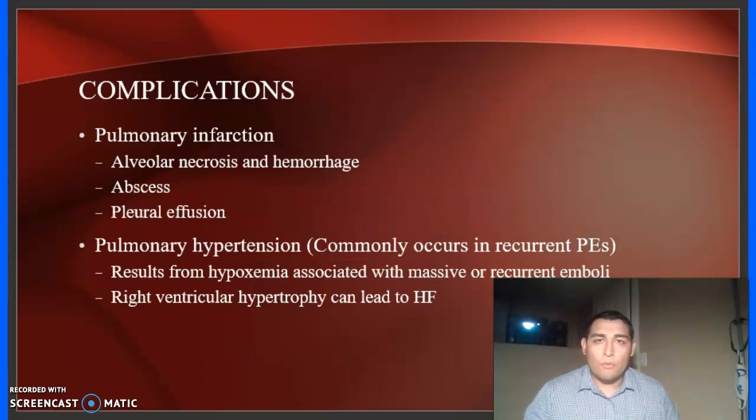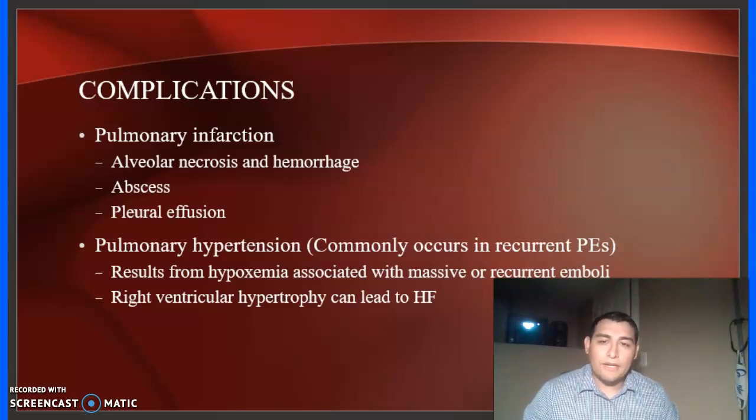So complications from pulmonary embolisms, besides death, which we discussed earlier and is a big factor in massive PEs, also include pulmonary infarction, which can cause some lung tissue death. Where the tissue dies, it can cause necrosis, and that necrosis makes it a site where bacteria can grow and cause an abscess. You also have the chance of causing some pleural effusion, which could be any type of fluid, even from the hemorrhaging itself.